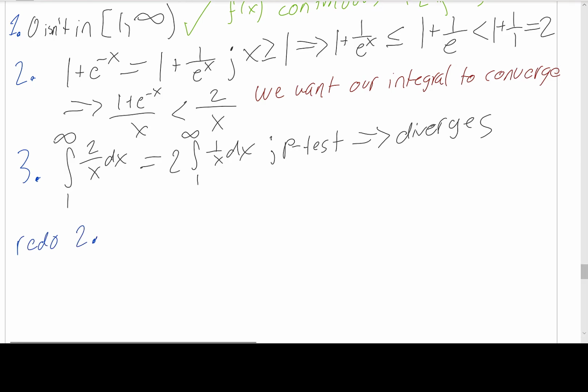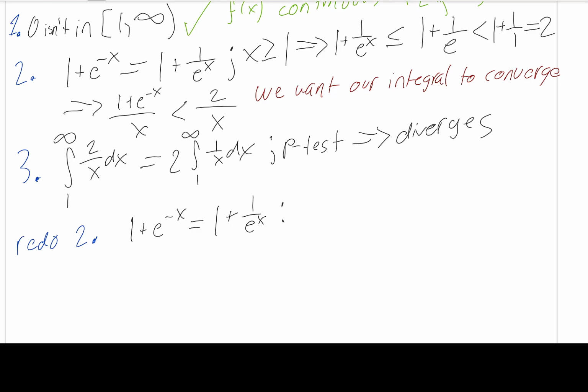This time, instead of trying to find something bigger, I want to find something that's smaller. Okay, so 1 plus e to the negative x. This is 1 plus 1 over e to the x. So I want something that's always going to be smaller than this. Well, notice that this 1 over e to the x is always going to be some positive value. It's always going to be greater than 0.